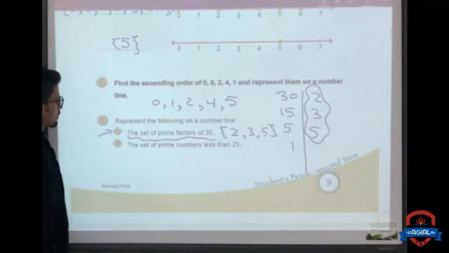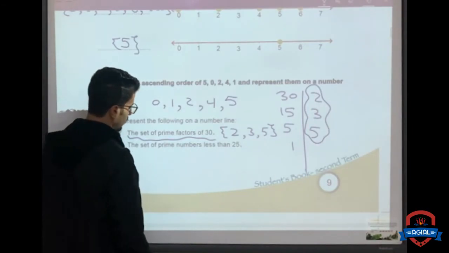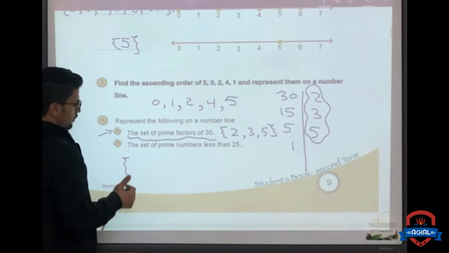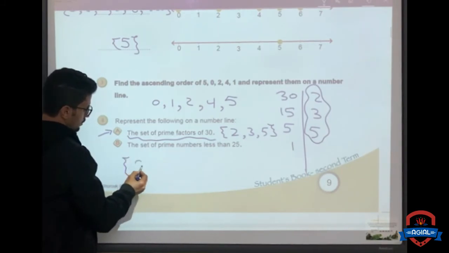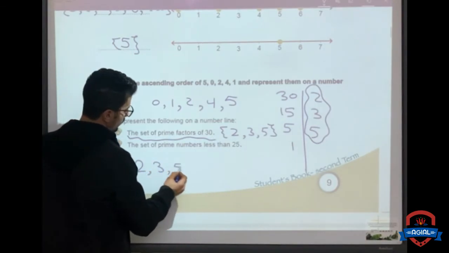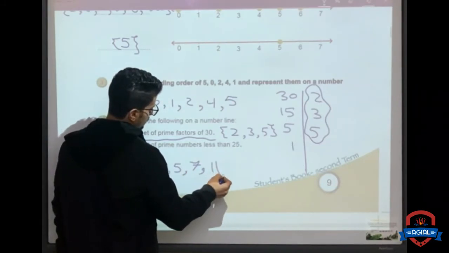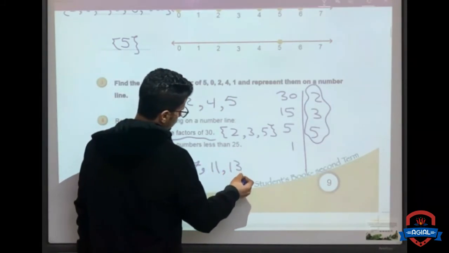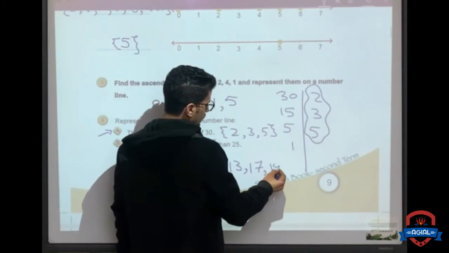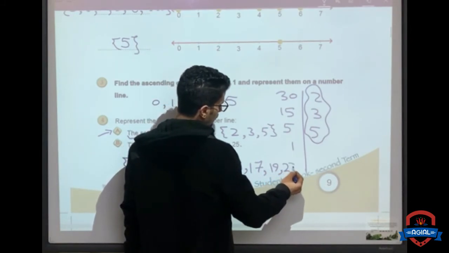Now let's look at letter B. The set of prime numbers less than 25. We have to start with the smallest prime number, which is 2. Then we have 3, 5, 7, 11, 13, 17, 19, and 23.